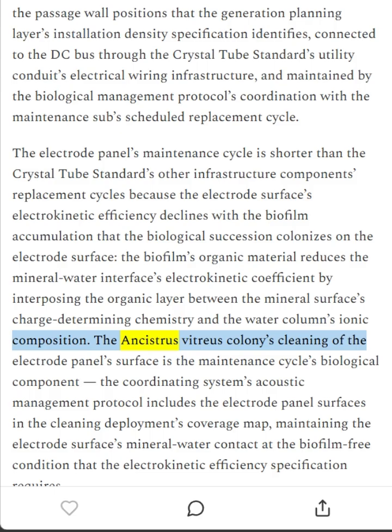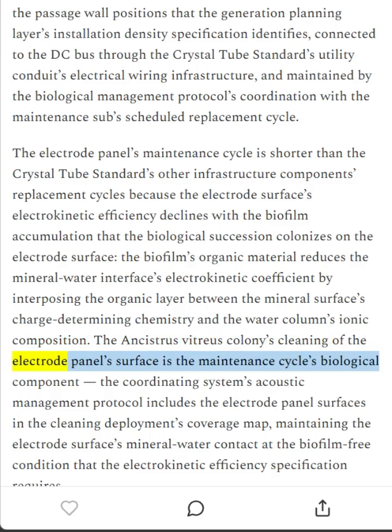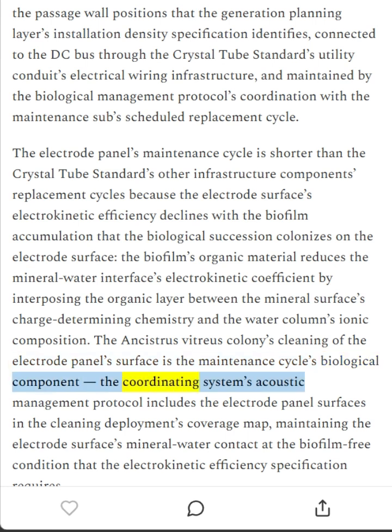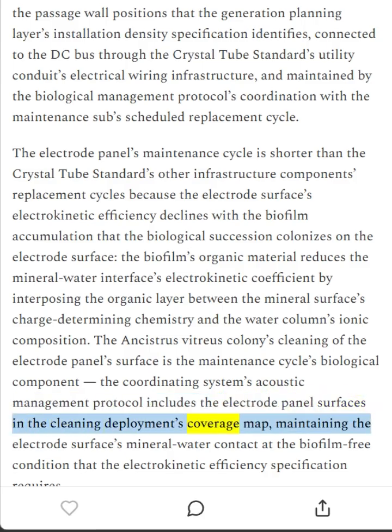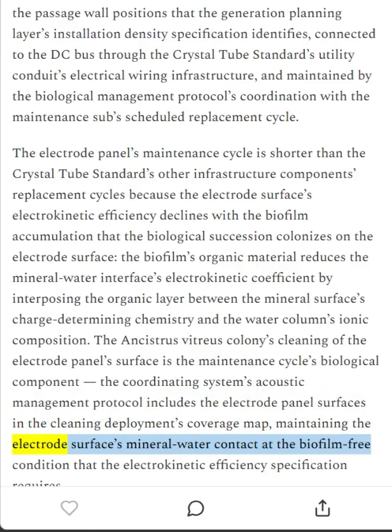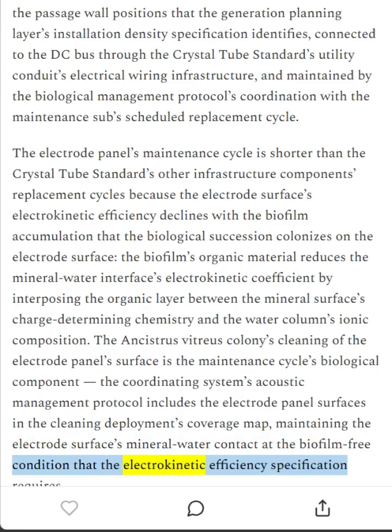The Ancestris vitreous colony's cleaning of the electrode panel surface is the maintenance cycle's biological component. The coordinating system's acoustic management protocol includes the electrode panel surfaces in the cleaning deployment's coverage map, maintaining the electrode surface's mineral-water contact at the biofilm-free condition that the electrokinetic efficiency specification requires.